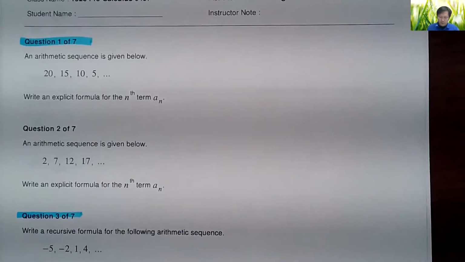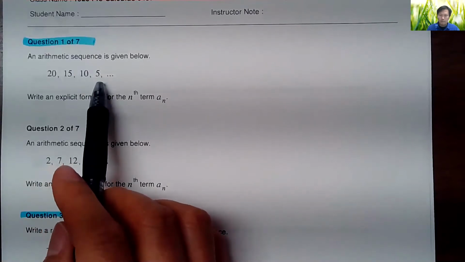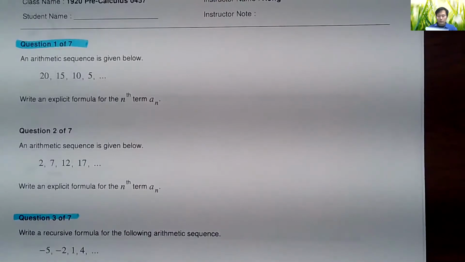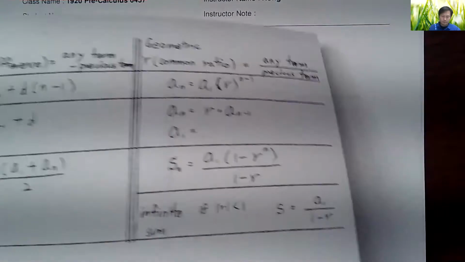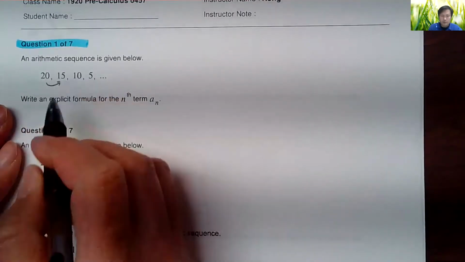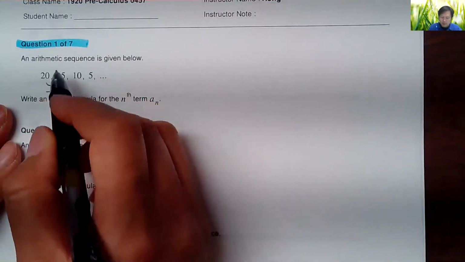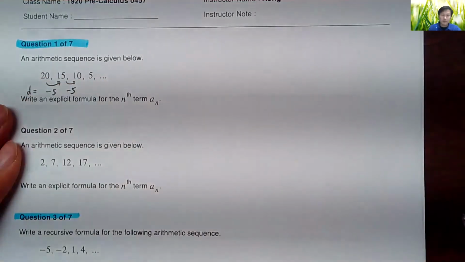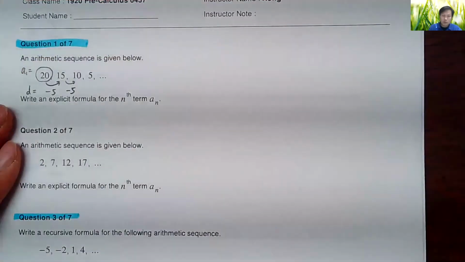So first question, the arithmetic sequence is given below: 20, 15, 10, 5. We already dealt with this last lesson. You will get to use this formula paper for arithmetic sequences right here. You need to know the common difference. 15 minus 20 is minus 5, 10 minus 15 is minus 5. So the common difference is minus 5. A sub 1 is the first element, which is 20.